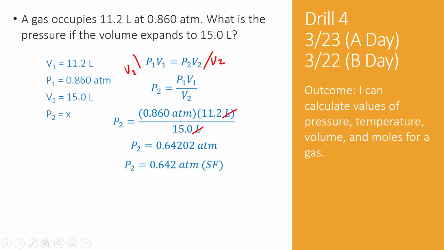Now with correct sig figs, we're going to need 3, and that's because 11.2 and 15.0, those are both 3 sig figs, and our pressure here also has 3 sig figs. So my final answer will need 3 sig figs.